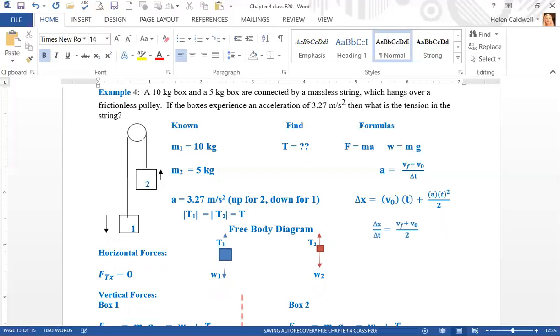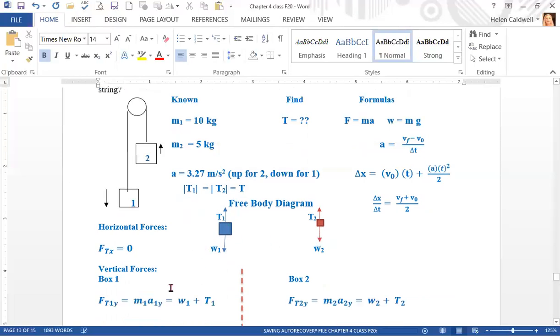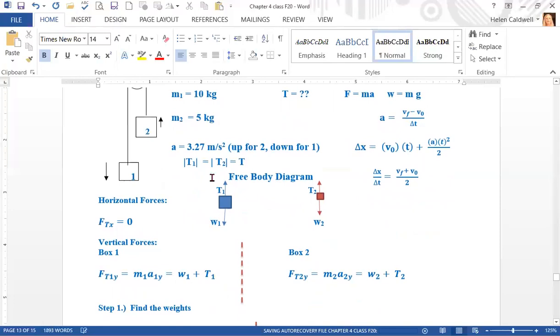Okay, we've got our two free body diagrams. This is for box 1. The orange one is for box 2. So the vertical forces, F total in the y direction for box 1 would be mass 1 times A1 in the y direction equals T1 plus W1. For box 2, it's mass 2 times acceleration in the y direction, which would equal weight 2 plus T2.